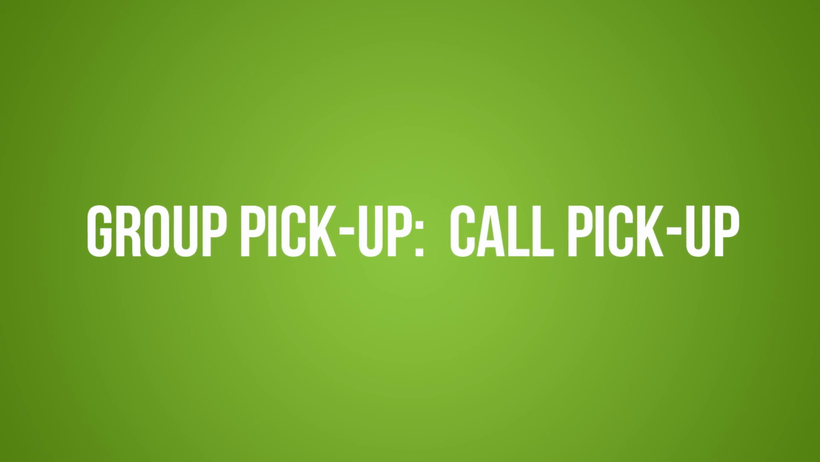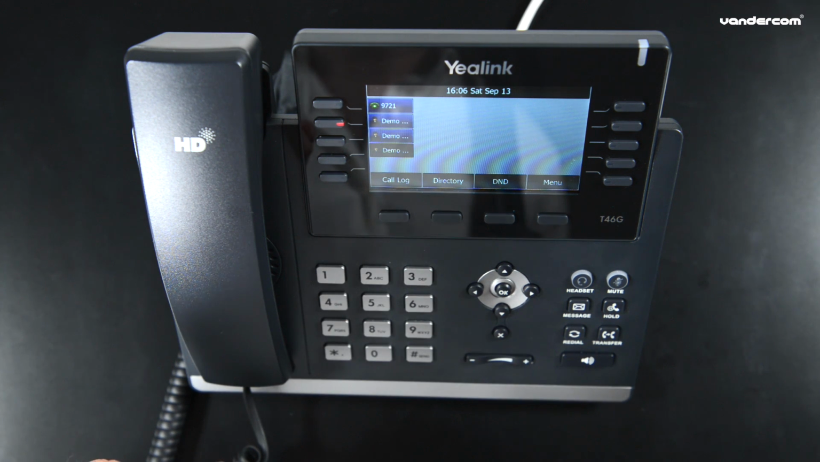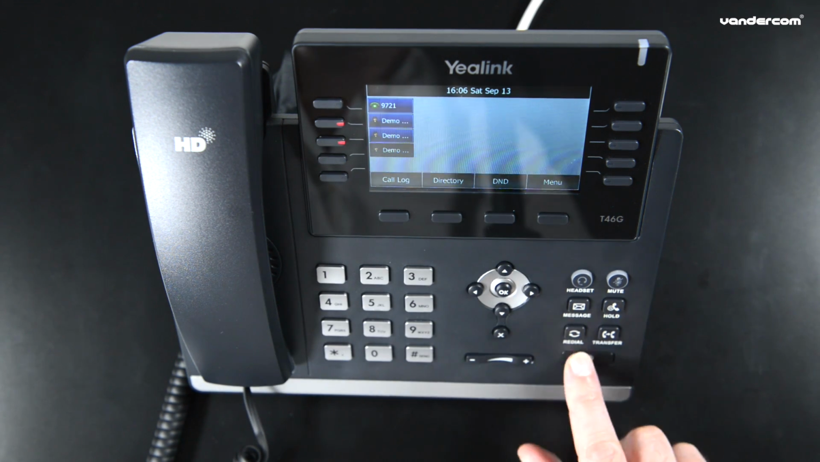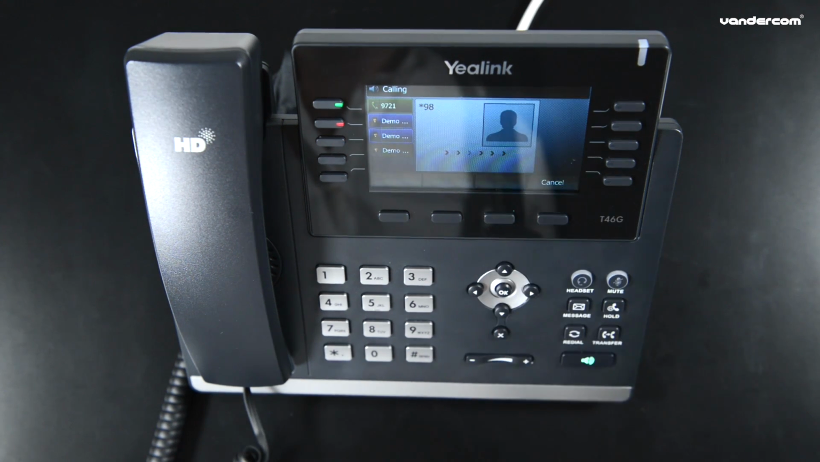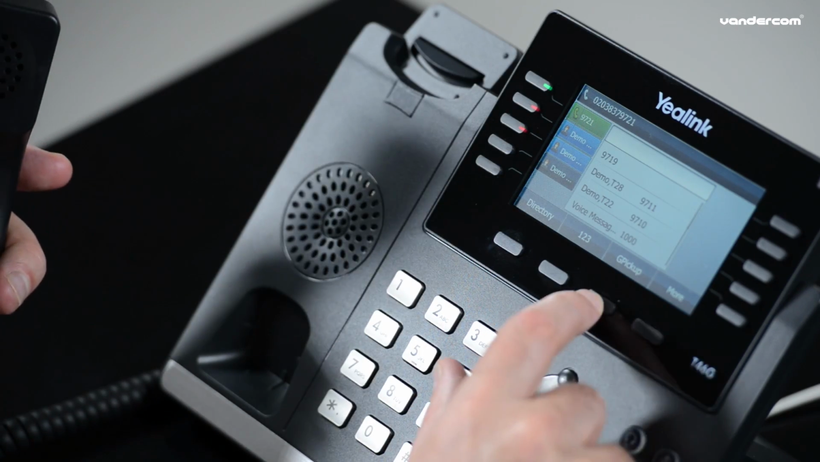Group Pickup, Call Pickup. If a group pickup has been set, you can pick up another user's ringing phone if they are in the same group as you, instead of having to leave your desk to pick up the call. To do this, press the speaker button and then G Pickup. Or lift the receiver and press G Pickup.